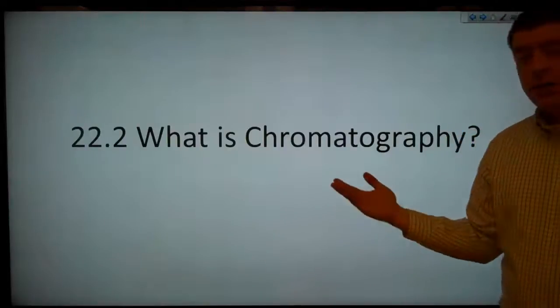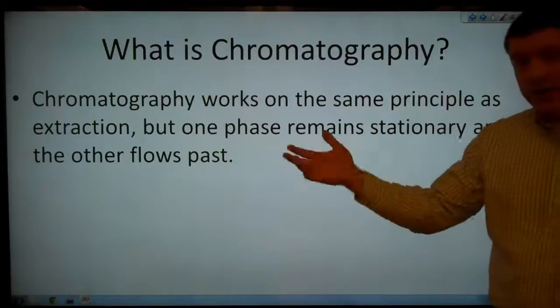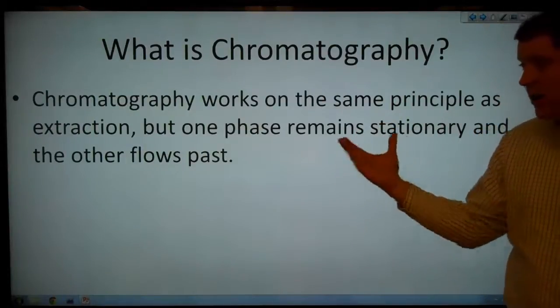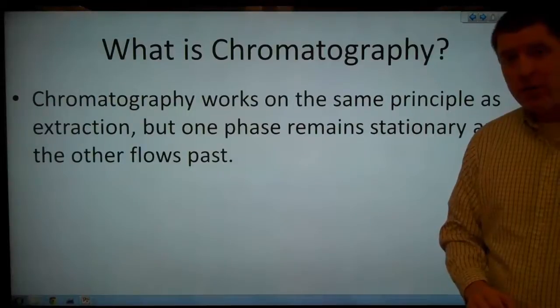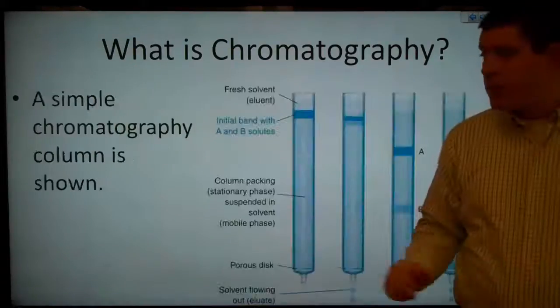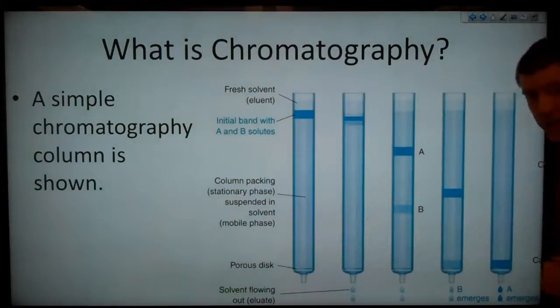Welcome to What is Chromatography? So chromatography works on the same principle as solvent extraction does, but one phase remains stationary as the other phase flows past it. This is the mobile phase. A simple chromatography column is shown here at various times.